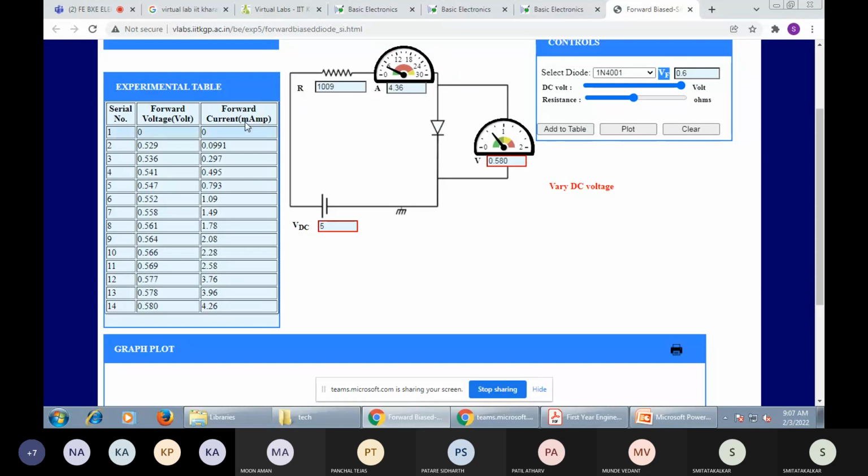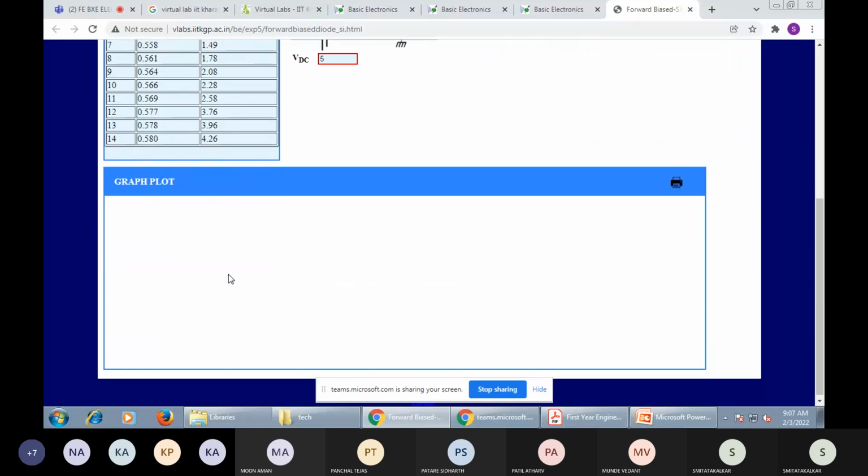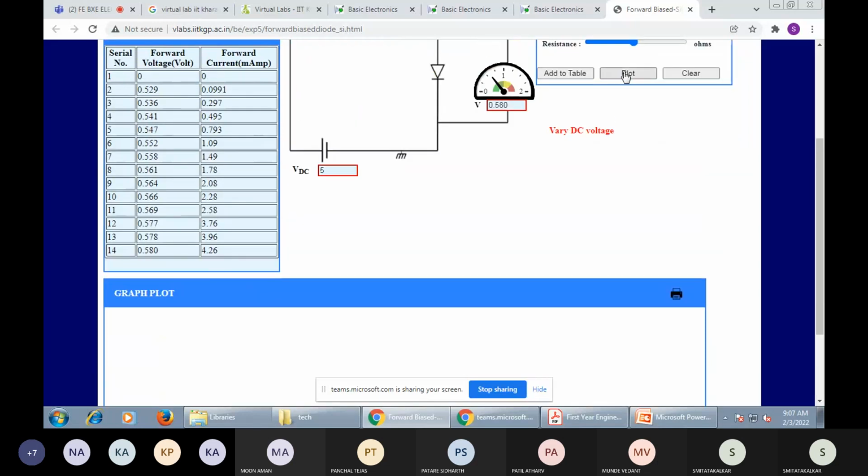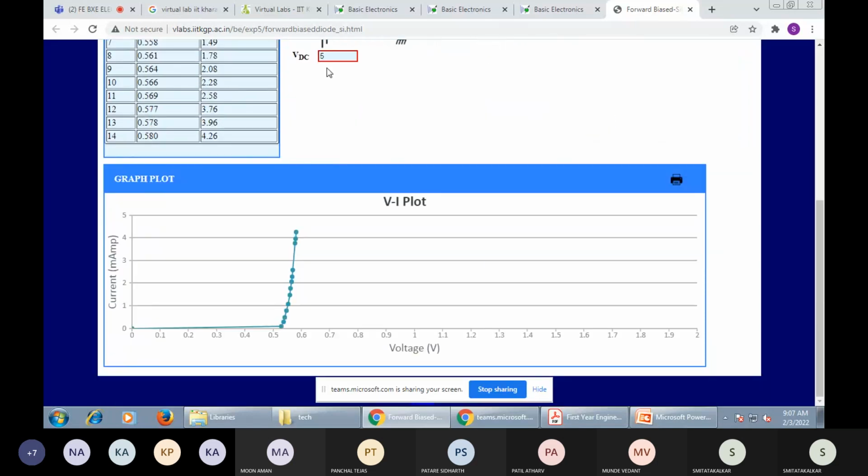VI characteristics of the forward bias: voltage, and forward current, which is the current. Here we plot the VI characteristics. You can see V as the forward voltage and I as the forward current. Current is measured in milliampere, and voltage in volts. You can see the forward current and its readings.